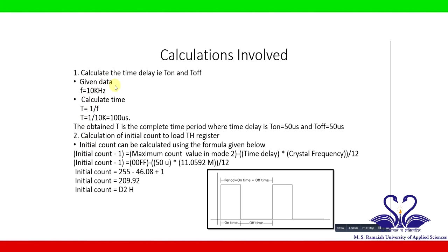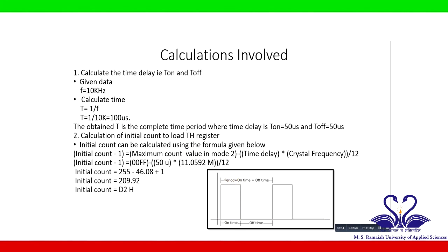Next comes some of the calculations which are involved in this program. The calculations are to find out the time delay and to find out the initial count value. In order to find out the time delay, the given data is frequency. Frequency is 10 kHz. So the time is nothing but inverse of frequency. When we substitute the frequency value, we obtain the time delay to be 100 microseconds.